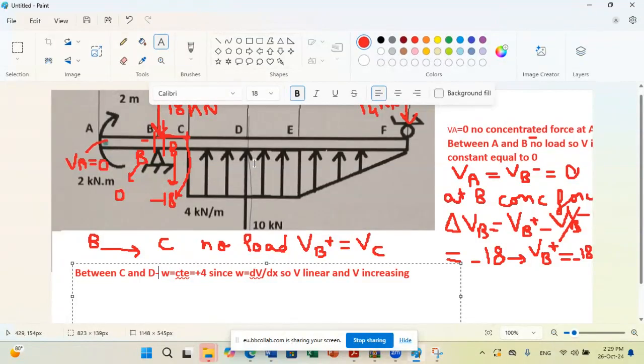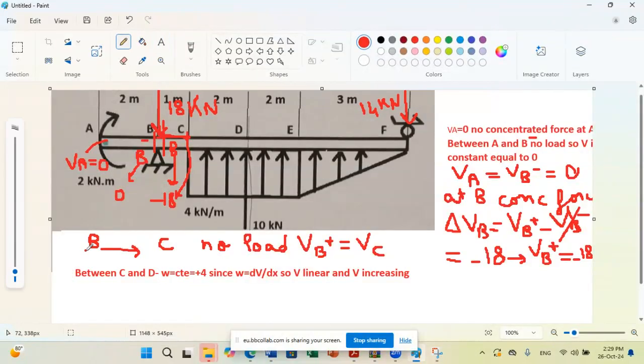So now, before talking about the jump, what should we do? We should find the shear at D minus. Can you tell me how to find the shear at D minus? What can we write? What is delta V? What is the change in shear between points C and D minus? Who can tell me? VD minus VC. Okay, equals to what? How do we calculate this delta V?